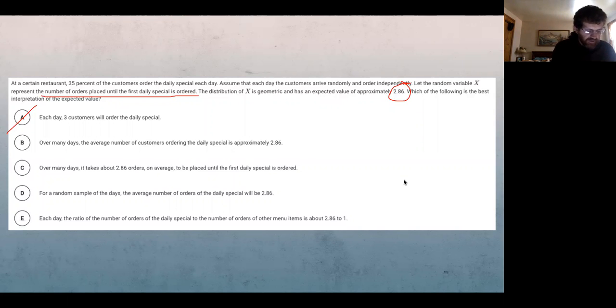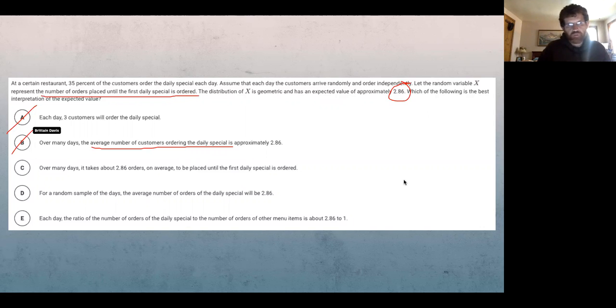But yeah, this has nothing to do with the number ordering the daily special, so I should have read that more carefully. But luckily, I read the second one, or the third one, and caught my mistake. It takes 2.86 orders on average to be placed until the first daily special is ordered. For a random sample of the days, the average number of orders of the daily special will be 2.86. Again, it doesn't have to do with that. It has to do with how many times until one person orders it.